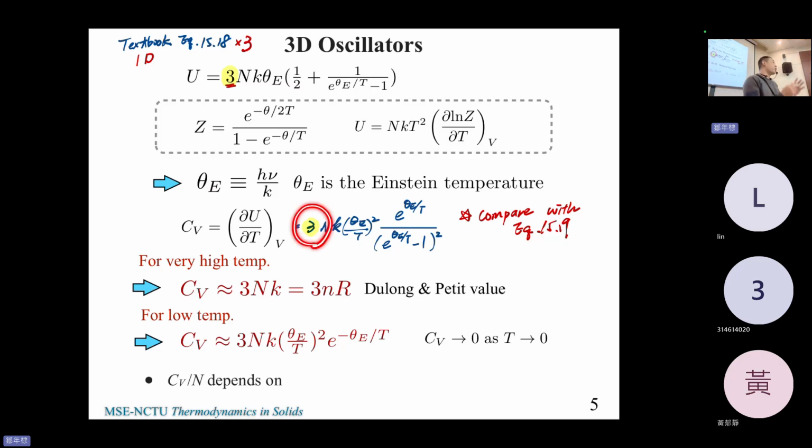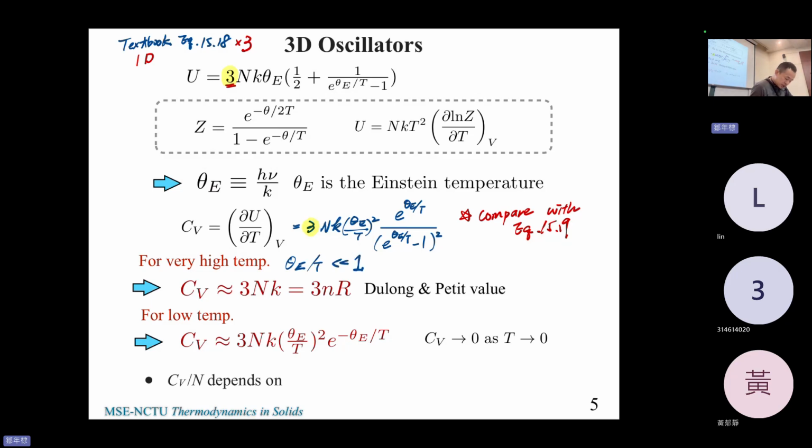that just the three coefficient is different. So now you have CV like this. Let's do exactly the same thing as in PDF 8, for high temperature and low temperature. High temperature means that theta E over T is much, much less than 1.